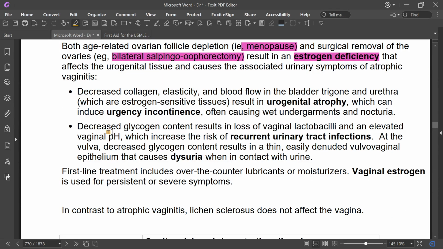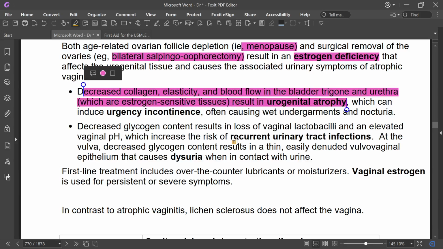There is decreased collagen and decreased glycogen content. Decreased collagen, decreased elasticity, and decreased blood flow to the bladder, trigone, and urethra result in urogenital atrophy, which can induce urinary incontinence, often causing wet undergarments and nocturia. Decreased glycogen content results in loss of vaginal lactobacilli and elevated vaginal pH, which increases the risk for recurrent UTI.